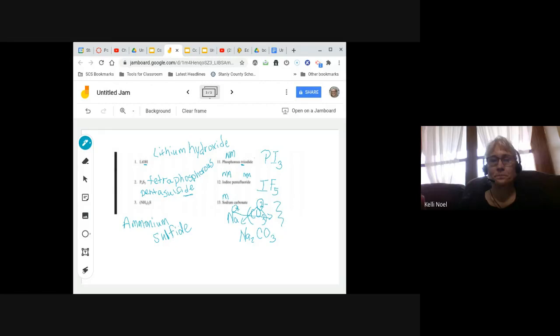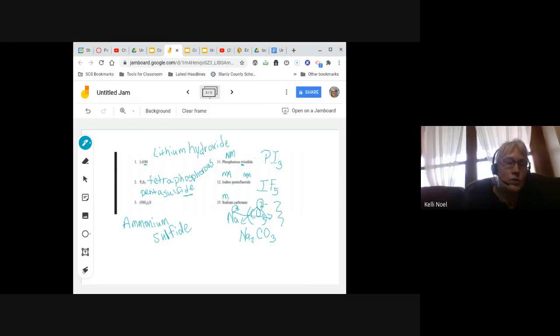I will try to attach inside the bonding test a periodic table and an image of your polyatomic ions that you'll need. You've got to know your prefixes, though. You have to know your prefixes. Any questions on how to do this?